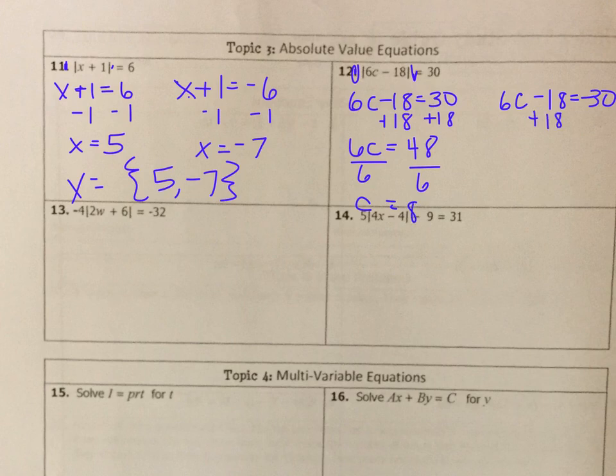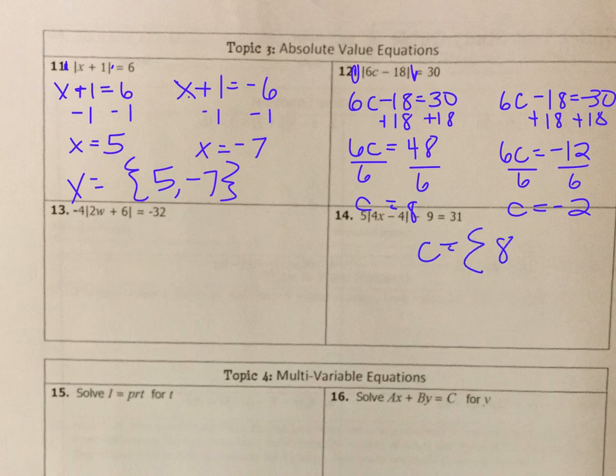Let's do the same thing over here. Negative 30 plus 18 is a negative 12. 6c equals negative 12. Divide by 6. C equals negative 2. So the solution for this one is 8 and negative 2 in your squiggles.